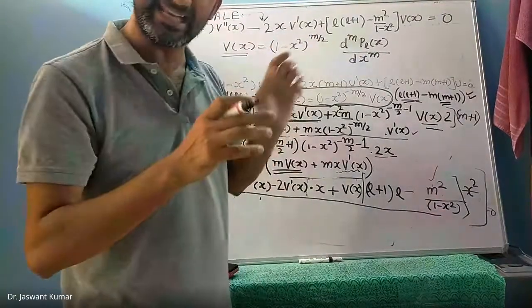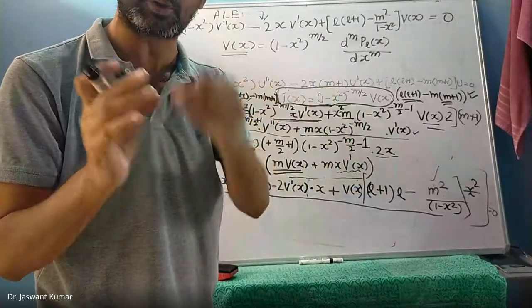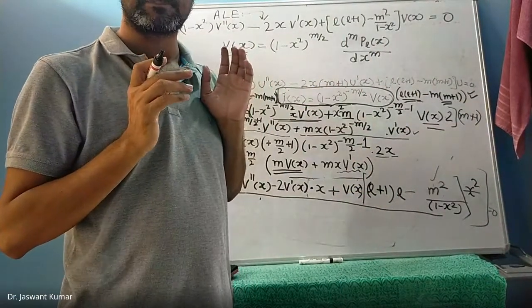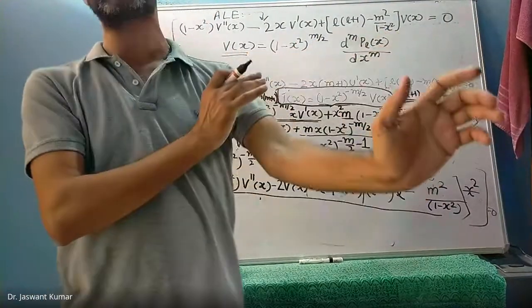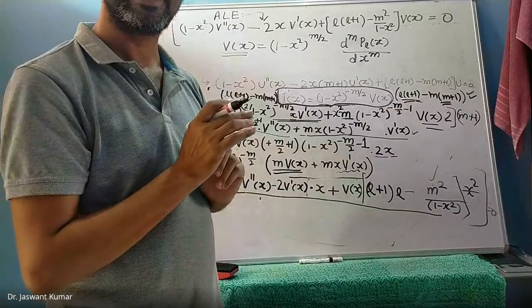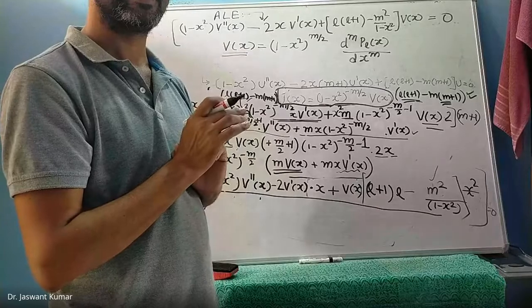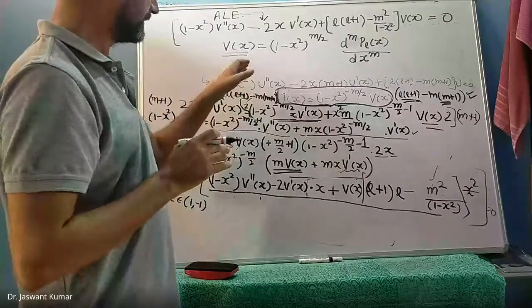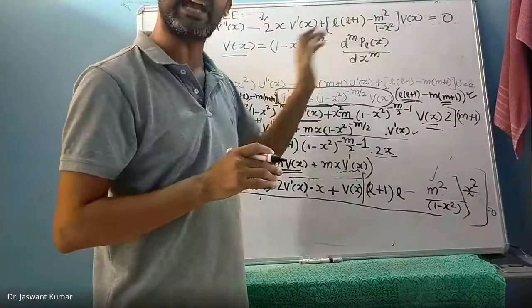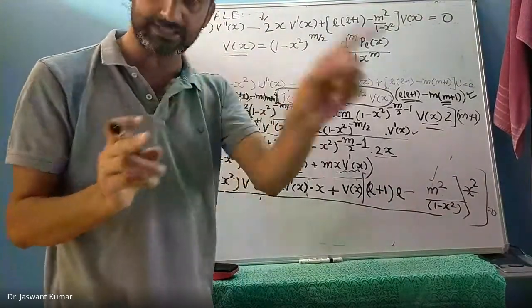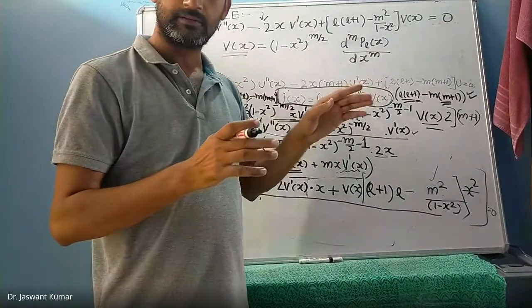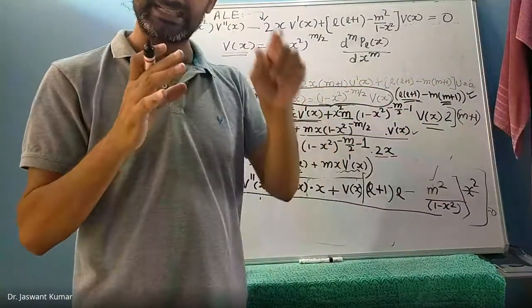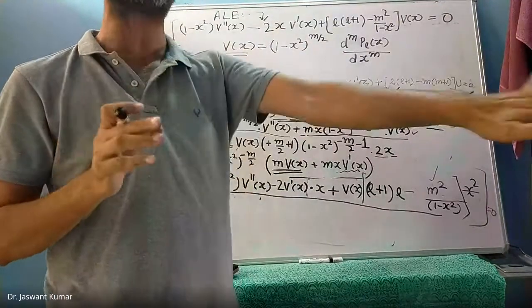What is P_L of x? P_L of x is the solution of the associated Legendre equation provided m equal to 0. And what is v of x? v of x is the solution of the associated Legendre equation even when m is not equal to 0. Let me repeat the last point. Look, what is P_L of x? P_L of x is not the solution of the associated Legendre equation in general. P_L of x is the solution of the Legendre equation. And we know that the Legendre equation is only a special case of the associated Legendre equation.